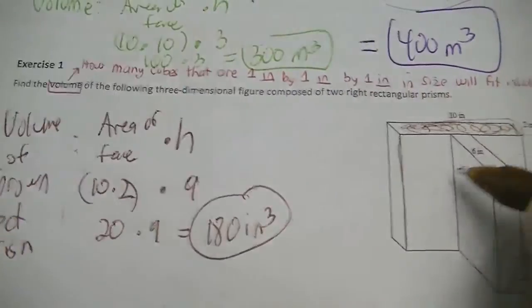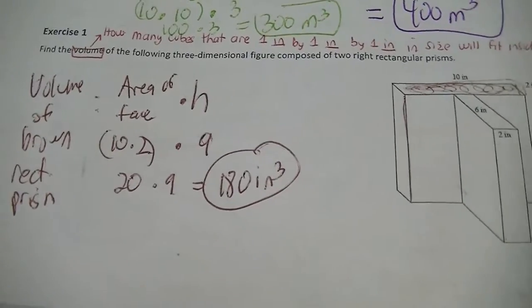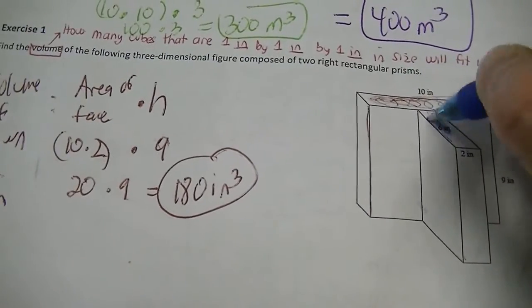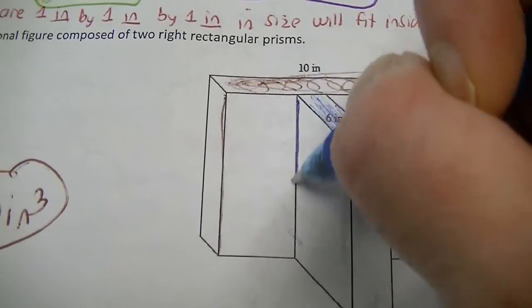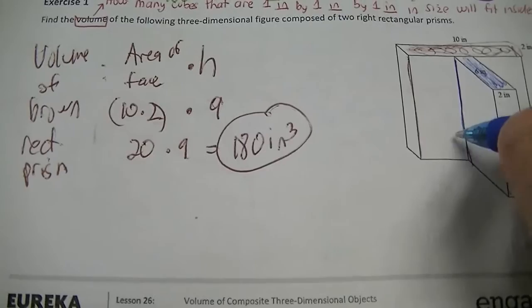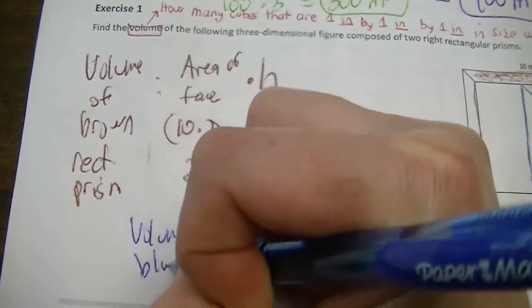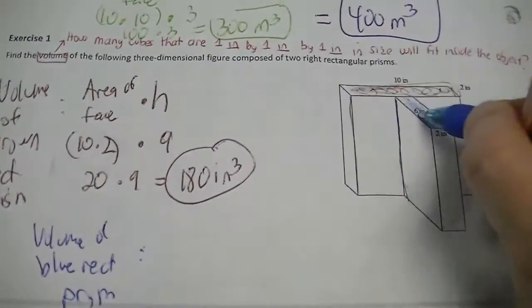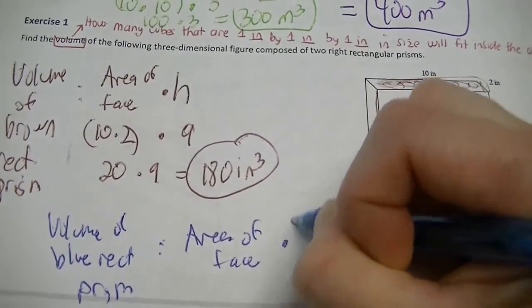We're not done yet though, because they want the combined volume of both of the figures added together. So the next figure is another rectangular prism. Same concept. Find the area of this face and multiply it by h. I'm going to write everything that corresponds to this part of the figure in blue. Volume of blue rectangular prism. Again, you find the area of the face and multiply by h to get the volume.